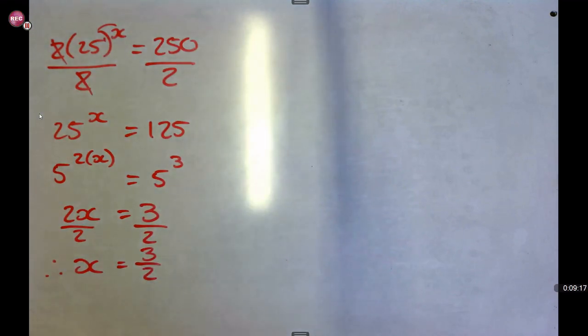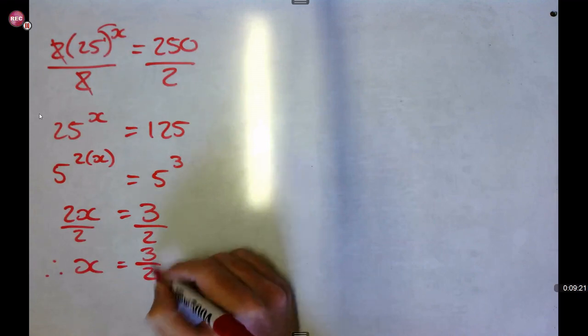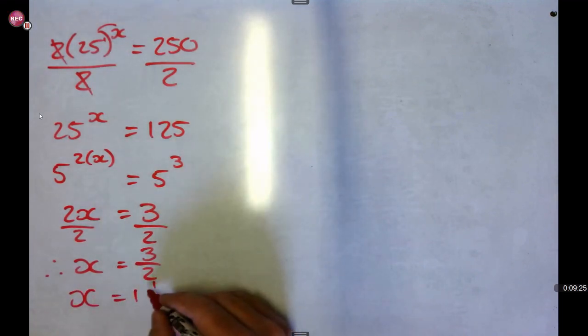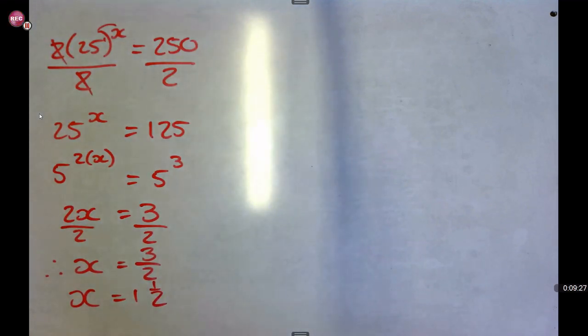You now need to take it further. You need to go and make it a mixed number. So 2 goes into 3 once, and you'll have 1 over 2 left, and that's your final answer. Okay. Let's quickly look at the next question.